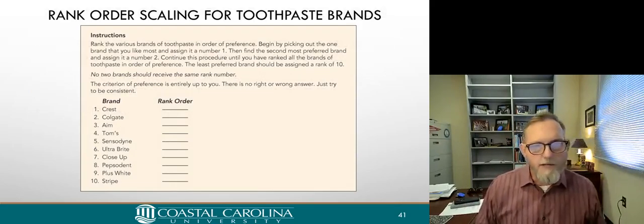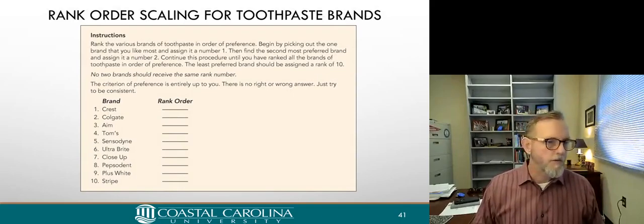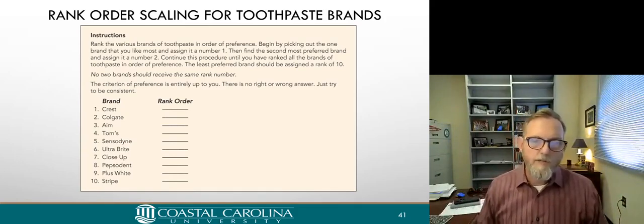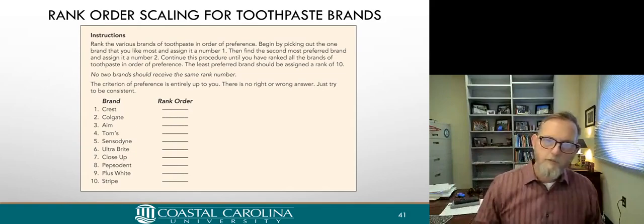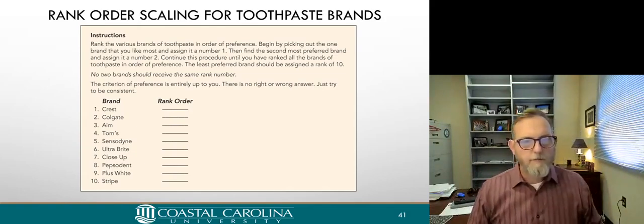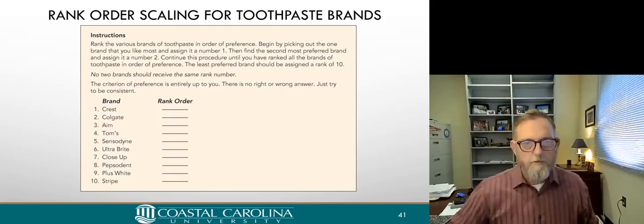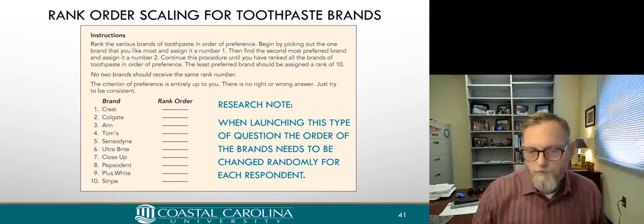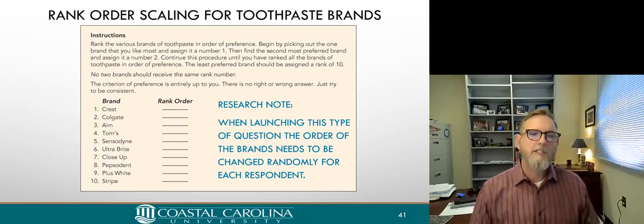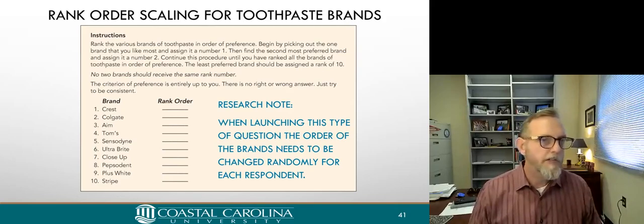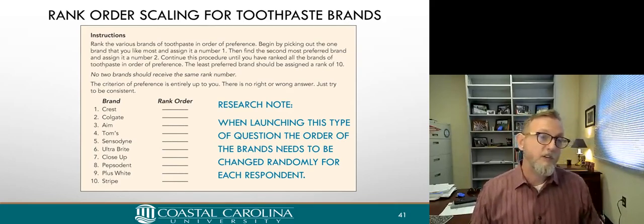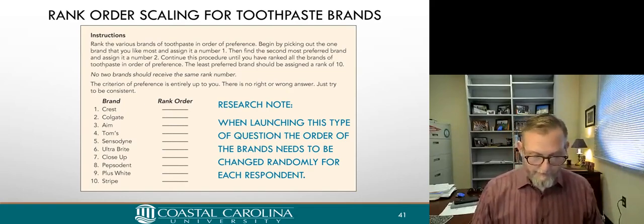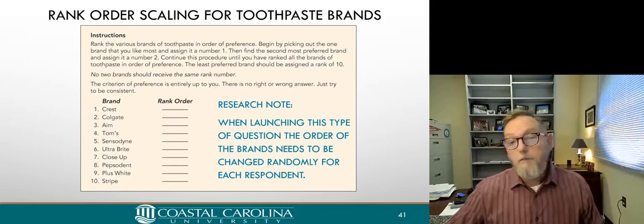Okay, so rank the various brands of toothpaste in order from 1 to however many there are. Depending on the survey software you have, you can have people put the numbers in to rank order them, or move them around. Okay, just as a research note, this is actually true in a lot of cases: we often randomize the order by respondent so that there's not an order effect. FYI, that's one thing that we want to do when we do this.